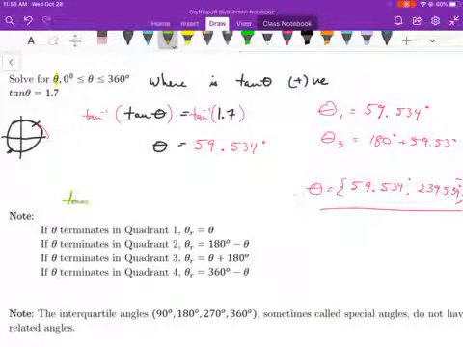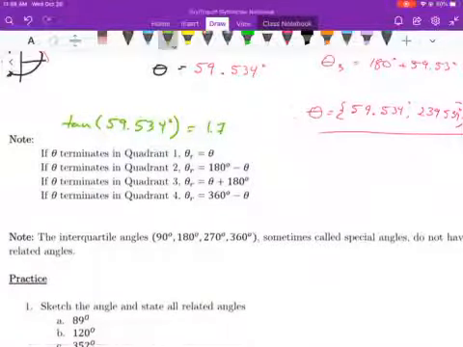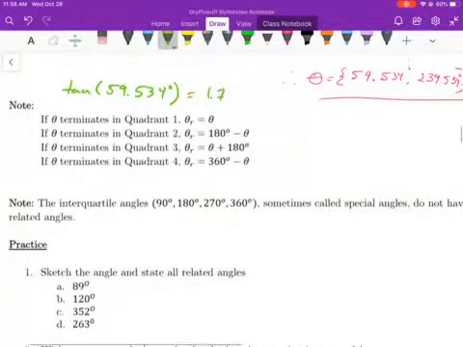What is the tangent of 59.534 degrees? What is the tangent ratio? Well, let me figure this out. Oh, it's 1.7. Exactly what we were looking for, right? Anyways, this is just notes and really just reading.